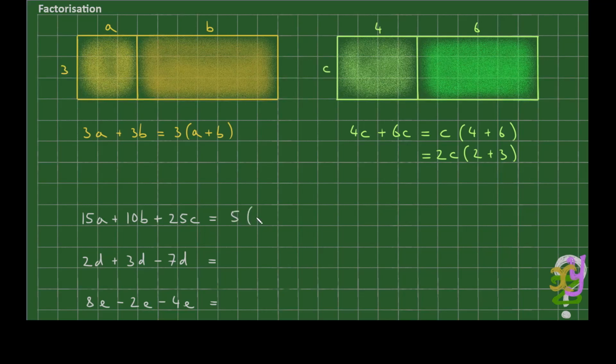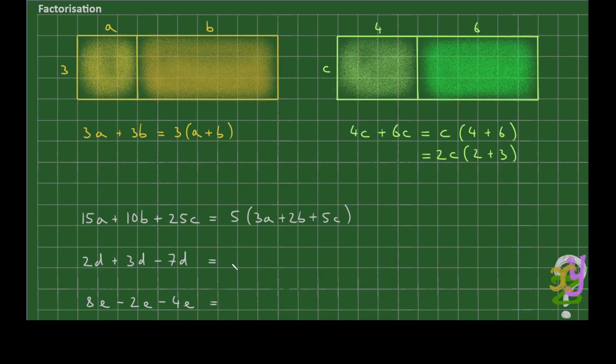What will I have inside the bracket? Well, in order to get to 15a, I need to multiply 5 by 3a. In order to get to positive 10b, I need to multiply 5 by 2b. And in order to get to 25c, I need to multiply the 5 by positive 5c.